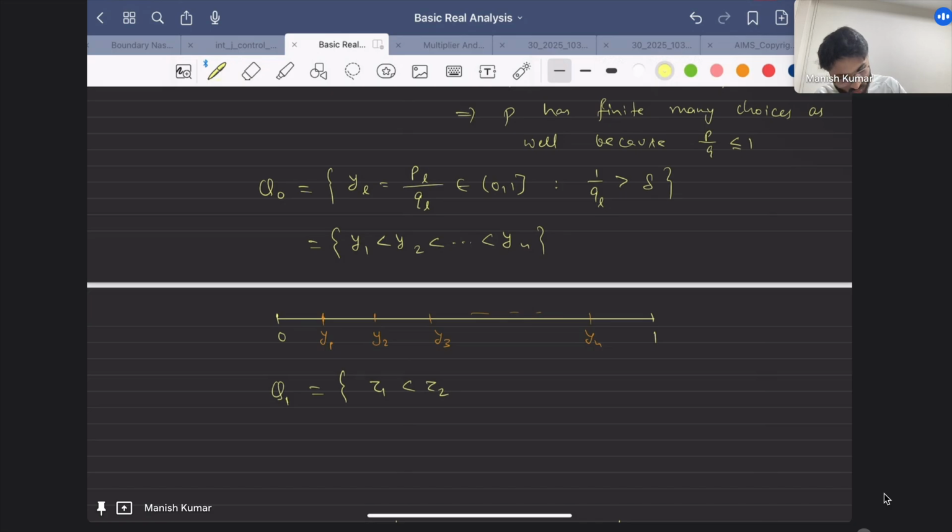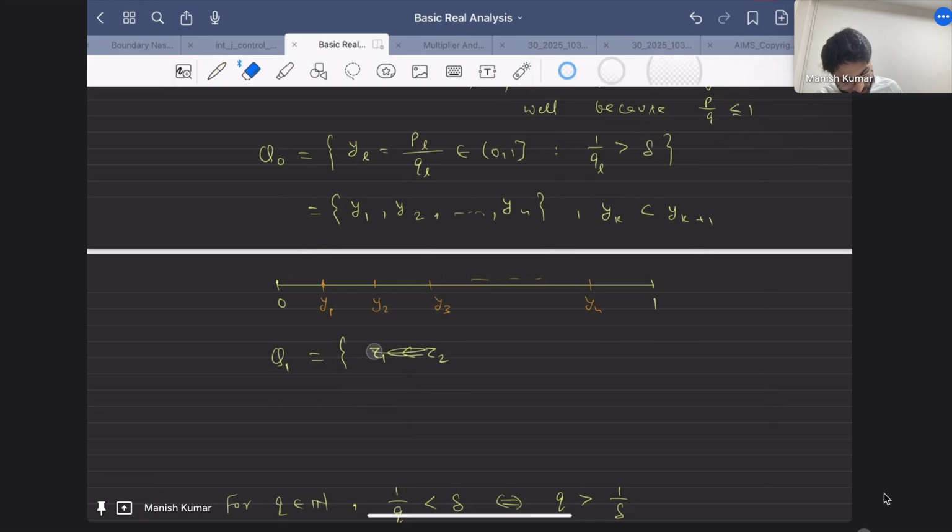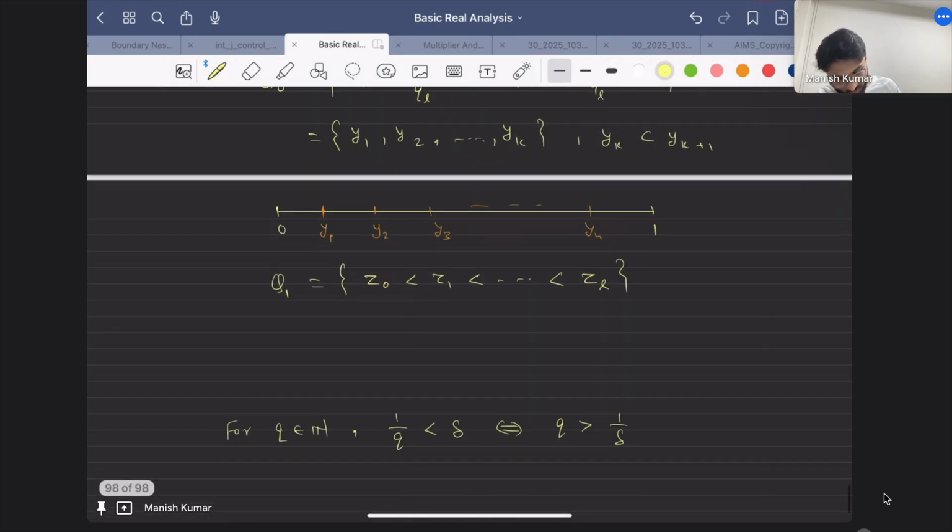Let me write it as a set, I cannot. Okay, anyway, as a set I cannot write. So here I am putting the condition that yk less than yk plus 1. Similarly, here I am defining it as a partition, not as a set. So Q is like z0, z1 till zl, let's say this is some k, this is zl. Okay, so I have these two. Now I'll take my Q as Q0 union Q1. Okay, so this is my partition.